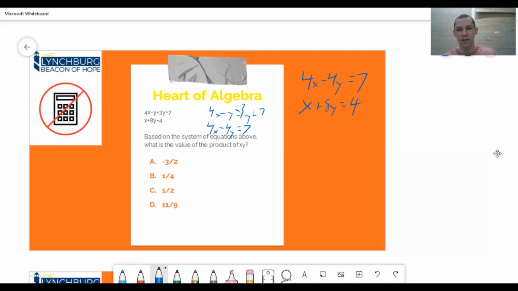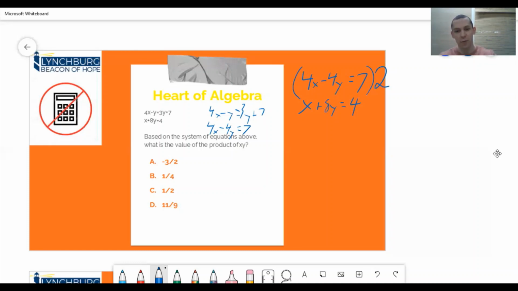What I see is that this -4 and this +8 have a really nice relation, because -4 times 2 gives me -8, and -8 plus +8 is 0, which is what we like. So to get that, like I said, we have to multiply this by 2. So I'm going to multiply this entire equation by 2. Remember, if you're going to do it to one side, you have to do it to all sides.